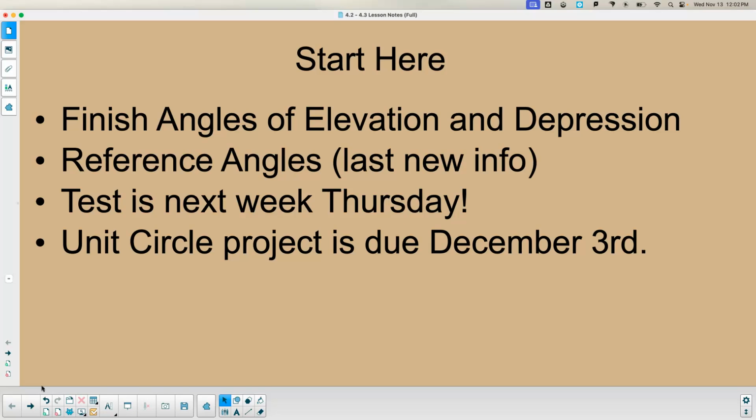Tuesday's going to be a quick solve. Then Wednesday we're going to start the next unit, but also have time for questions and get stuff answered for that day. And then the test the next week, Thursday. Okay?